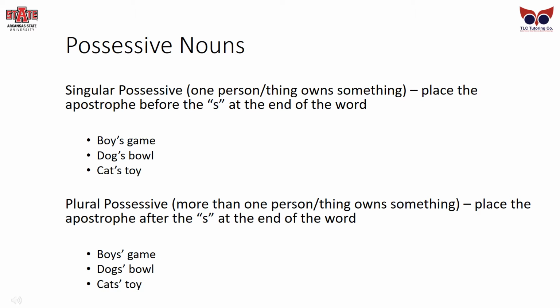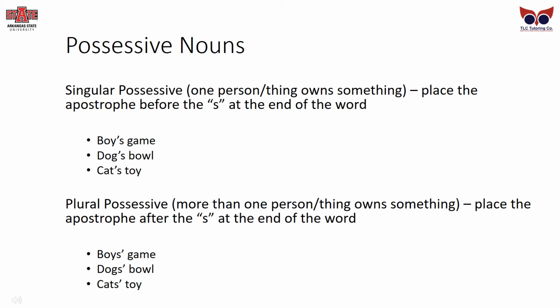Possessive nouns. Possessive nouns are nouns that show ownership. Singular possessive nouns show a single person or thing owning something else. In this situation, the apostrophe is placed before the S at the end of the word. You'll note in the first 3 examples, boy's game, dog's bowl, cat's toy, the apostrophe is before the S. This indicates that one boy owns the game, one dog owns the bowl, and one cat owns the toy.